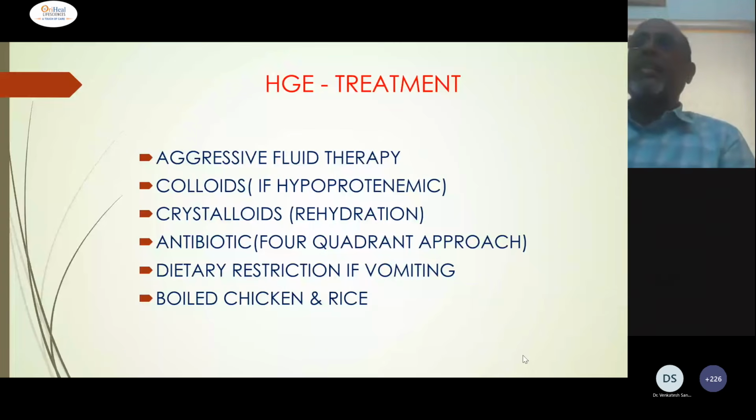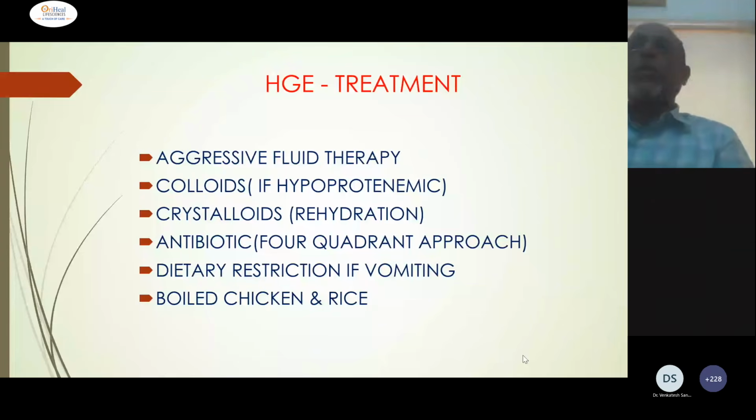For simple rehydration, crystalloid is enough. In a normal general condition, when you don't have facilities for all these things, you give a mixture of crystalloid, 10 to 20 ml per kg of crystalloids and 5 to 10 ml per kg of colloids. It's enough to treat hypovolemia and other electrolyte imbalances.